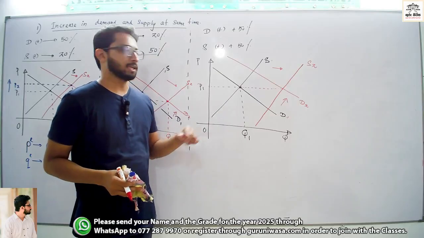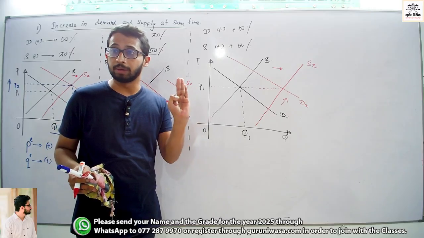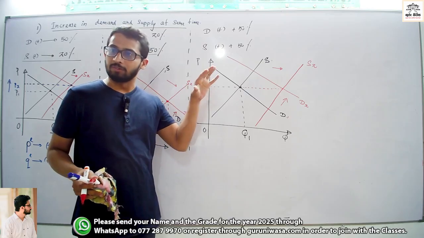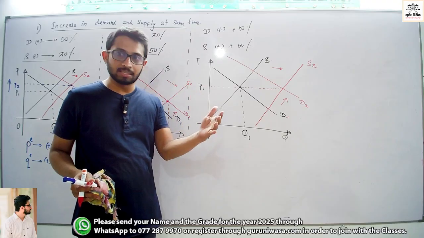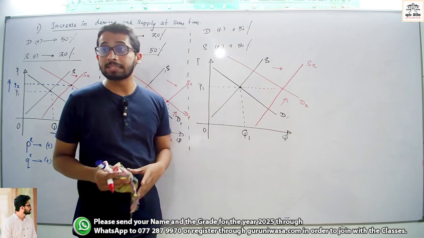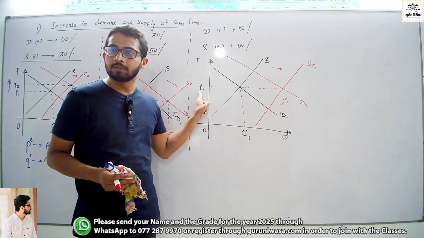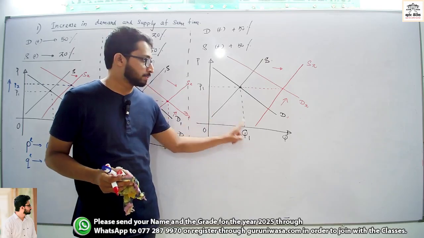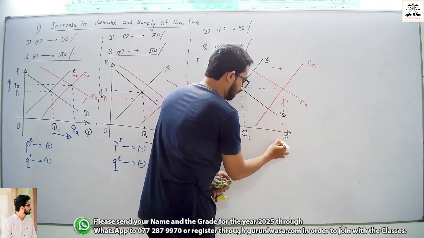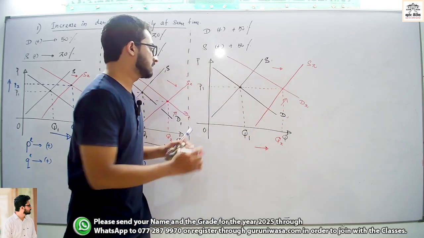If you draw it properly, the equilibrium price won't change. Same equilibrium price, Lamai, when demand and supply increase by the same percentage, the same distance. The equilibrium price will remain constant, it won't change, but the equilibrium quantity increases. Okay, Lamai. Q2. Equilibrium quantity increases. Price remains unchanged.